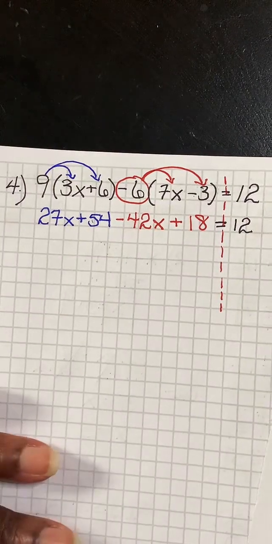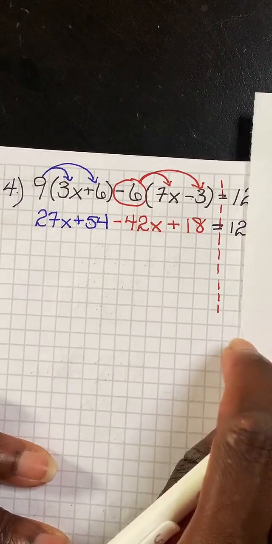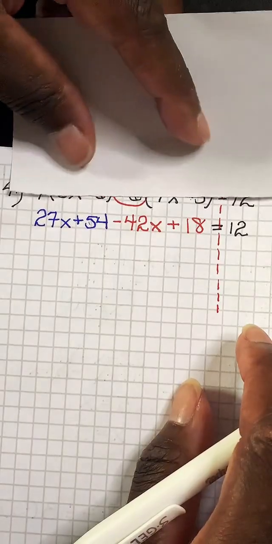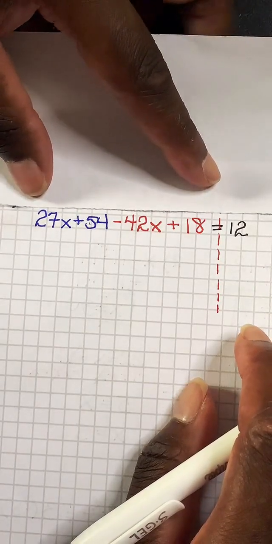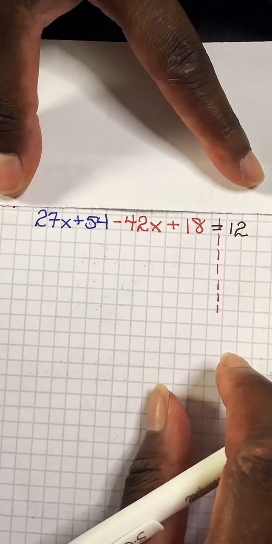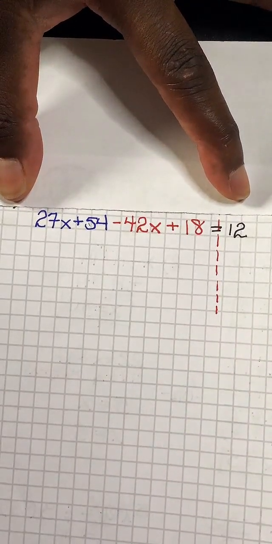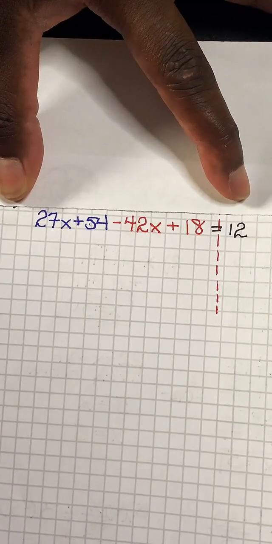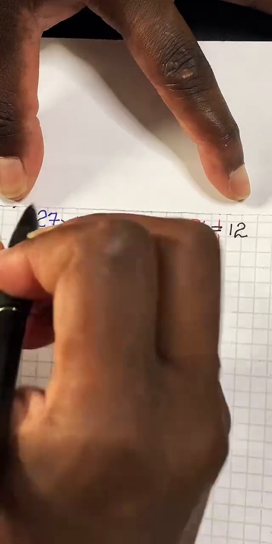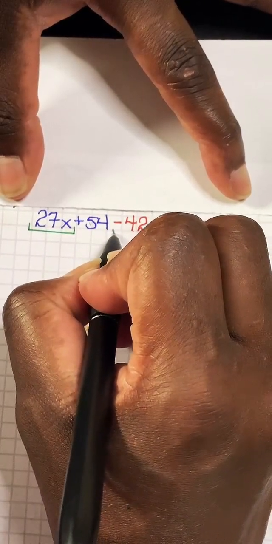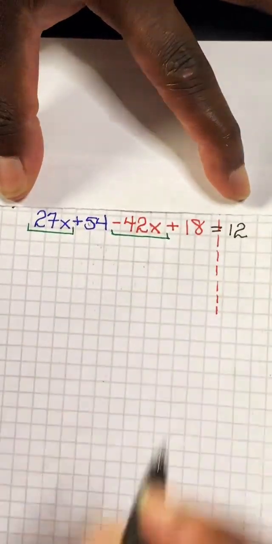All right. Now, yes, now we're going to get those like terms. So let me come over here. Let me cover this part up, because the less distraction you guys have, the more you can focus on this stuff, and you'll see how much easier it is. All right, so we have our 27x and our negative 42x.